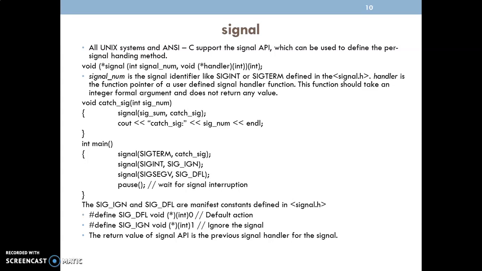So always we take the integer value: 0 for default action, 1 for ignoring the signal, and anything other than 0 and 1 is a user defined function. Here in the program I call the signal API 3 times. For the terminal signal, we call the user defined function. Next, for the interrupt signal we are ignoring the signal. For the segmentation fault signal we are calling the default function. The pause is nothing but waiting for a signal interruption to occur. So for catch signal the user defined function is here.